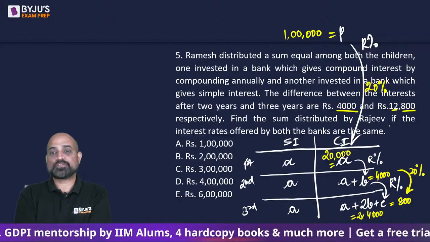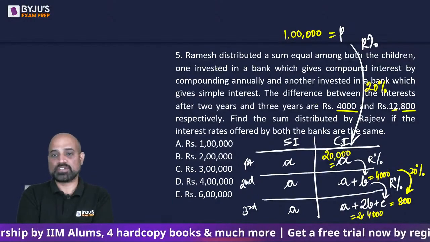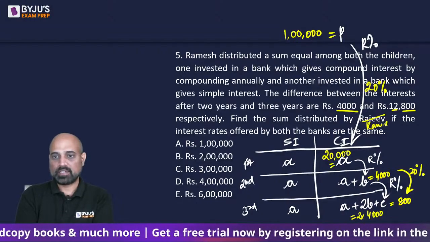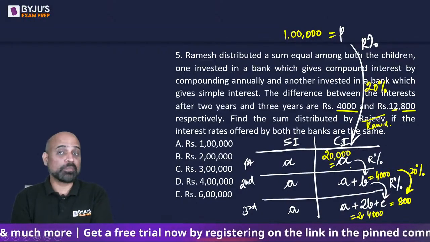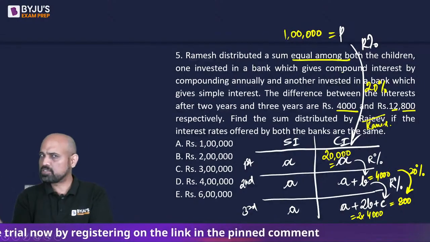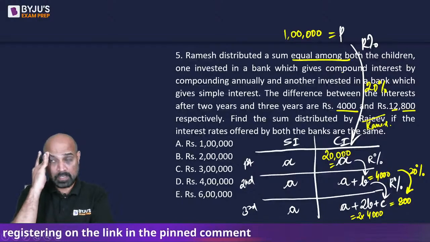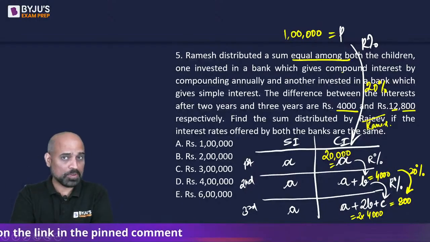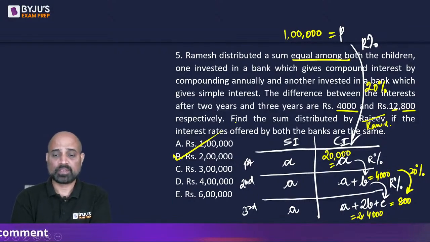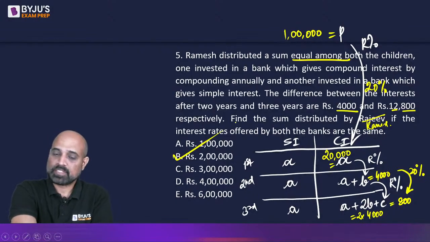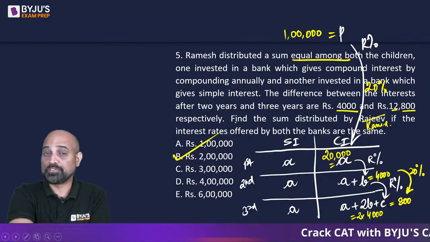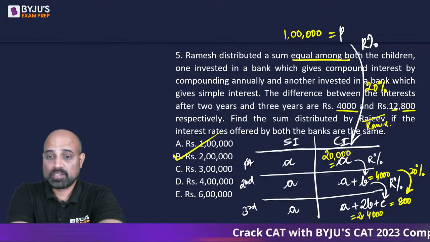Now question asked is find this sum distributed by Rajiv. It should be actually Ramesh. Rajiv to ab hai nahi. So this sum distributed by Ramesh, it is distributed equally among both the children. So एक kid को 1 lakh दिया, दूसरे kid को भी 1 lakh दिया. Can we say a total of 2 lakh was distributed by Ramesh? So 2 lakh हो जाएगा. If we do not understand this table, the solution is going to be very difficult if we start using the equations.